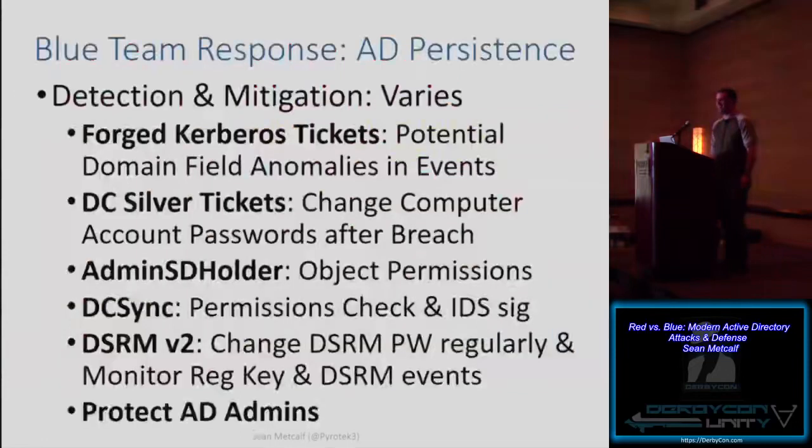That's fun. Haven't forgotten about your blue team. So there's a number of different things that you can do. Potentially there's anomalies in events for forged Kerberos tickets. DC Silver tickets, make sure that you change your computer account passwords after a breach. Object permissions, you want to check them on the AdminSDHolder, the root domain. IDS signature for DCSync. Changing your DSRM password regularly. Monitoring that reg key and the DSRM events. But ultimately protecting your AD admins. So blue team, I have love for you too.